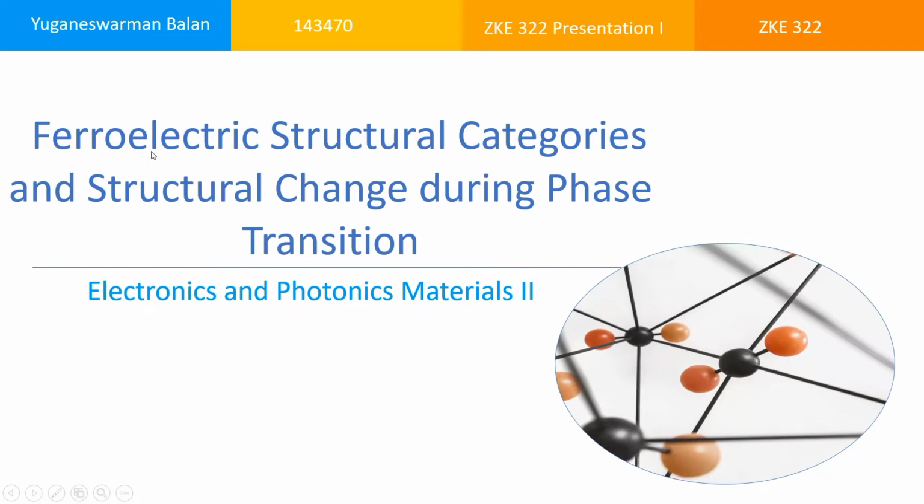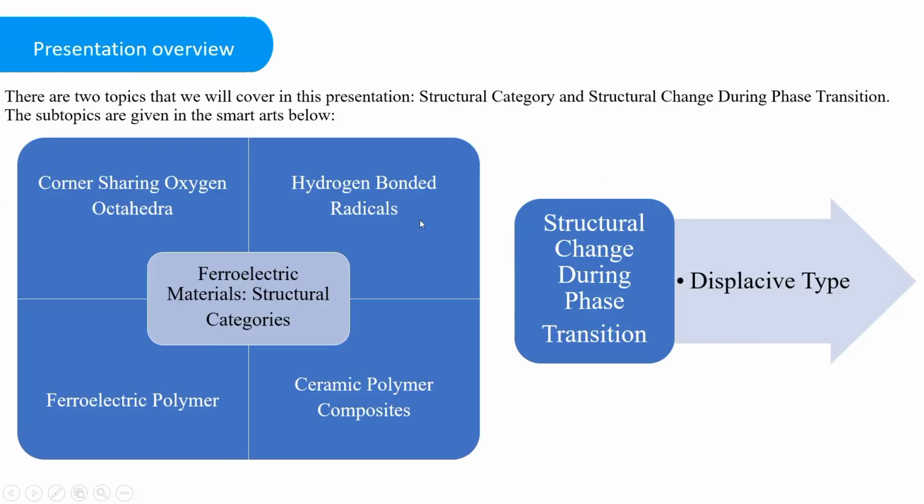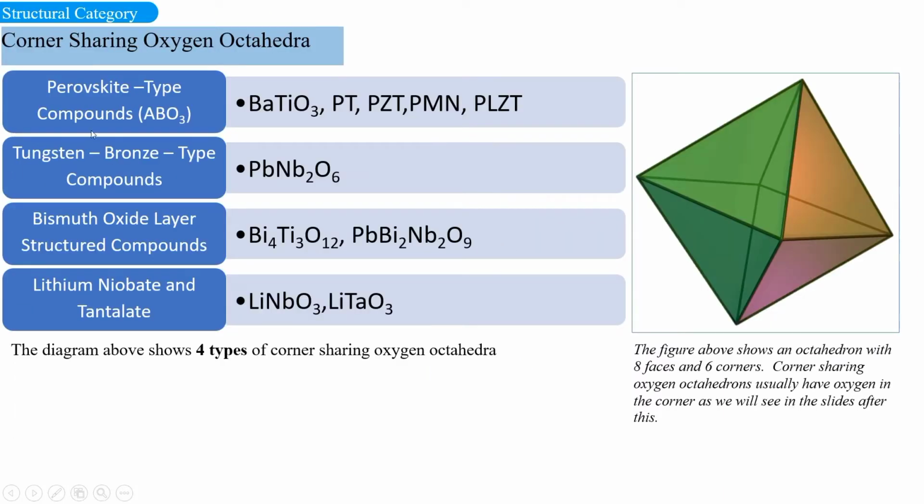Today in this slide, I will be explaining about ferroelectric structural categories and structural change during phase transition. So just an overview, I'll be talking about four different structural categories and also structural change during phase transition. The first structural category is corner sharing oxygen octahedra. These are the five examples, which are perovskite, tungsten bronze, bismuth oxide, and also lithium niobate and tantalate.